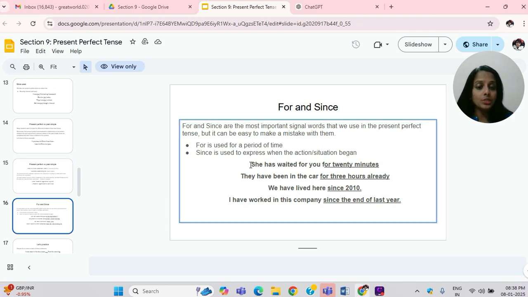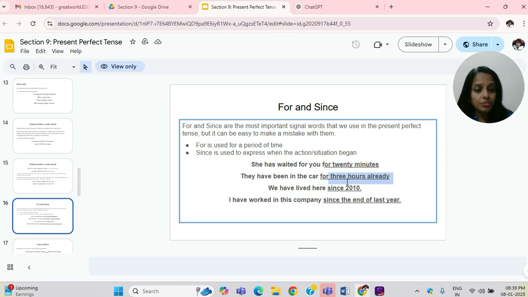Example, she has waited for you for 20 minutes. Here, her waiting began 20 minutes ago and is still happening. That's why we are using the word for, because we are using this for a period of time. The next one is they have been in the car for 3 hours already. So here, they have been in the car continuously for the last 3 hours.